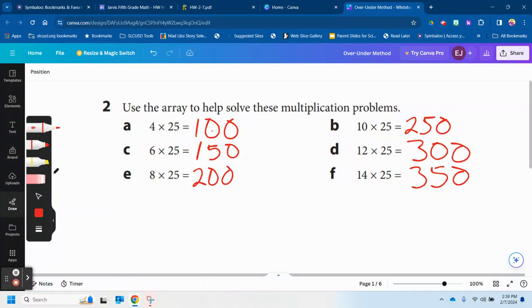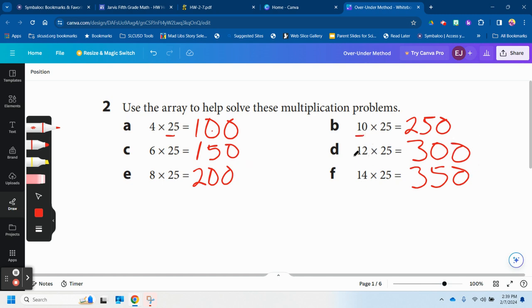We had a list of quarters that represented 25. So here's 4 times 4 quarters is $1. So 4 times 25 is 100. 6 times 25 would be 150. 8 times 25, 200. And then these are increasing by 2, 4, 6, 8, 10. So 25 twice is 50, so the products are increasing by 50 as well. 150, 200, 250, 300, 350.